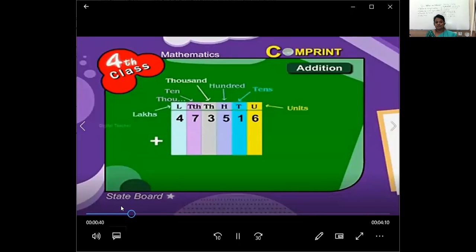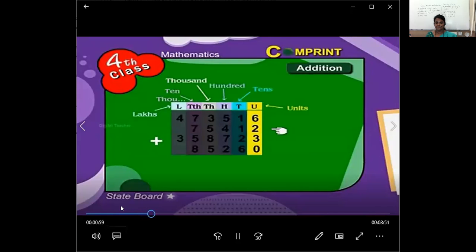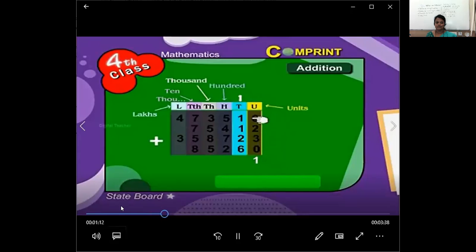4,73,516 plus 75,412 plus 3,58,723 plus 85,260. Now let us see how to add all these numbers. Let us add units place first. 6 plus 2 plus 3 plus 0 is equal to 11. Let us carry the digit 1 to the tens place. Now let us add the digits of tens place. 1 plus 1 plus 1 plus 2 plus 6 is equal to 11. Let us carry the digit 1 to hundreds place.